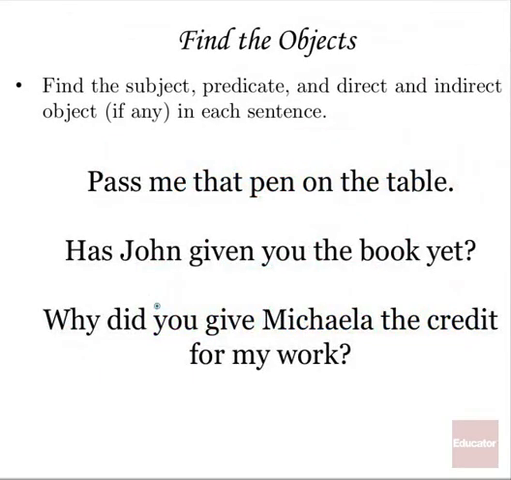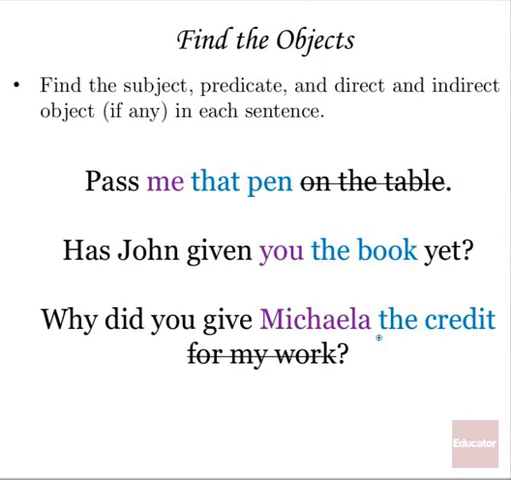All right, one last round of practice. See if you can find the subjects, predicates, and objects, if any. Pass me that pen on the table. Has John given you the book yet? Why did you give Michaela the credit for my work? Remember to cross out any prepositional phrases that you find. Take a good look. Pause the video if you need to.